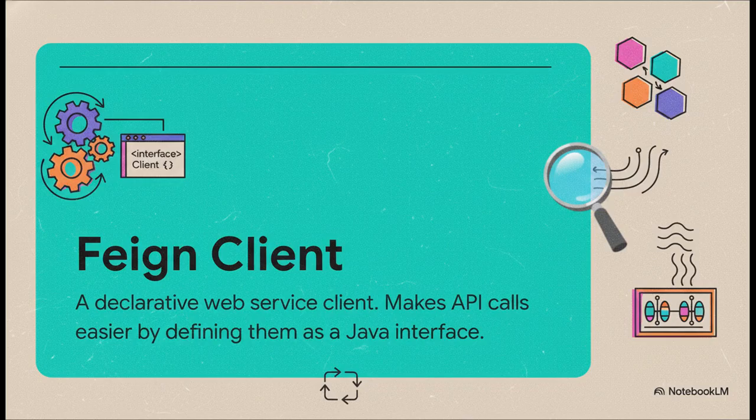You just define an interface with some methods and annotations, and Feign handles all the complicated HTTP stuff under the hood, even integrating with Ribbon for load balancing. It turns complex network calls into clean, simple method calls in your code.